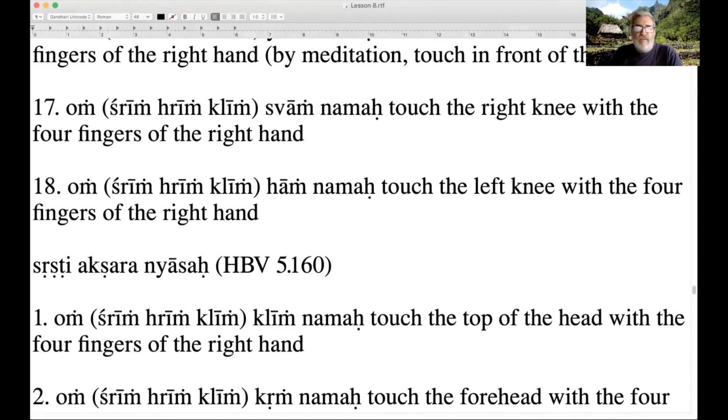So if you want to touch the knees, you can, but normally people don't do that. It's usually by meditation. So, Om Swam Namaha, touch the right knee. Or with the Bija mantras, it could be Om Shrim Hrim Klim Swam Namaha.